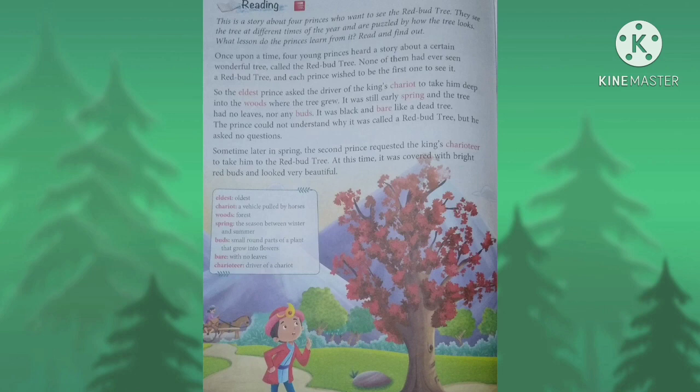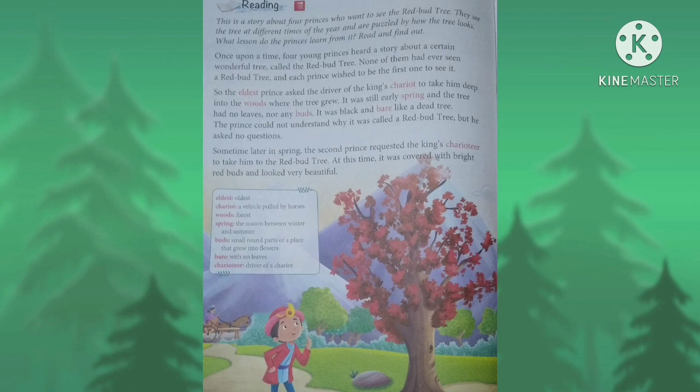Okay? So he asked the driver of the chariot to take him to the woods. Woods means forests. He told him to take him to the woods where the tree grew, and it was early in the spring season. Spring season is the season which comes between winter and summer, where a lot of flowers bloom. So he went in that season, and he saw the tree. The tree had no leaves, and it had even no buds. Buds are very small round parts of the plant which grow into flowers later on. Okay, so he saw nothing on the tree.